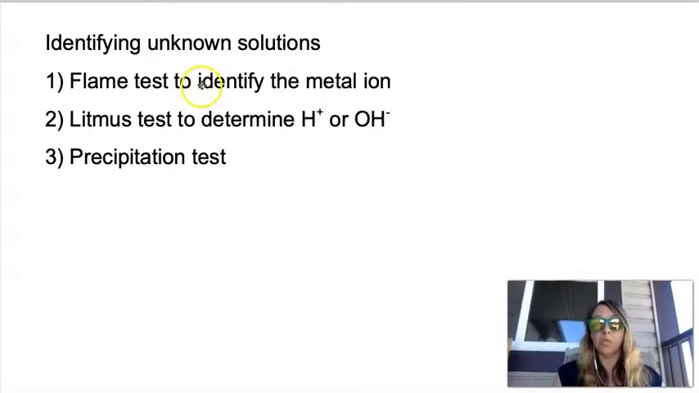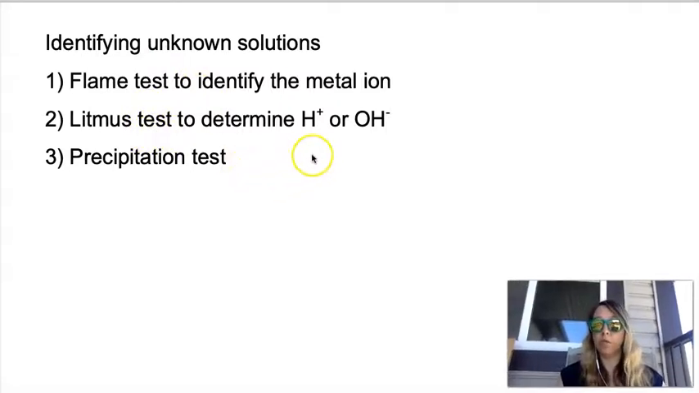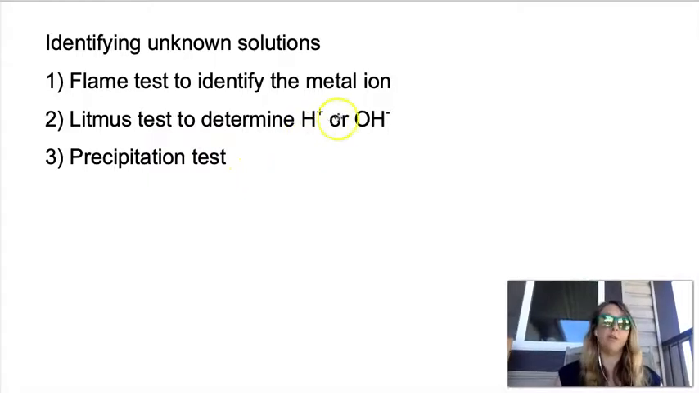Okay, the next test we can do is we can use litmus. Why would we use litmus? Well, sometimes our unknown solutions contain either hydrogen ions or hydroxide ions, right? We've talked about both of these ions before, and we've said that hydrogen ions are acidic. So we would see that the blue litmus would turn red, and hydroxide is basic, so we would see that the red litmus would turn blue. So if I see a positive test, then I can determine that I have either hydrogen ions or hydroxide ions. If I don't, then I know that those are also eliminated from my possibilities.